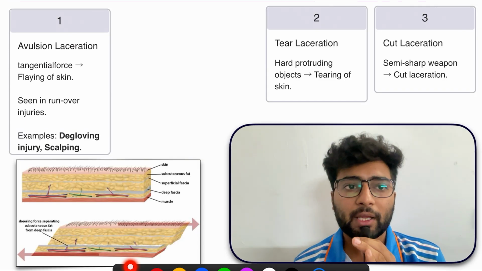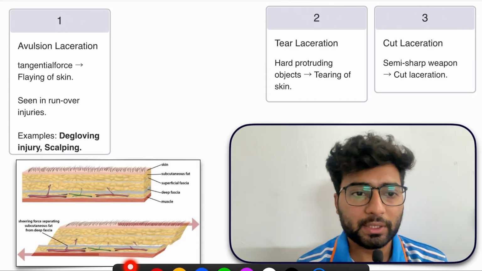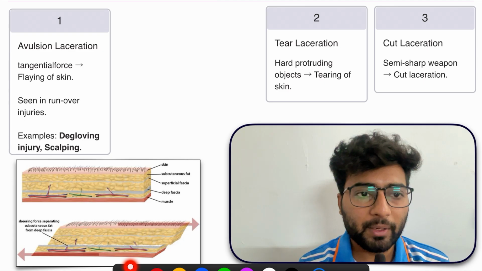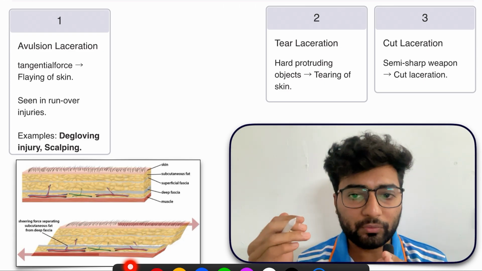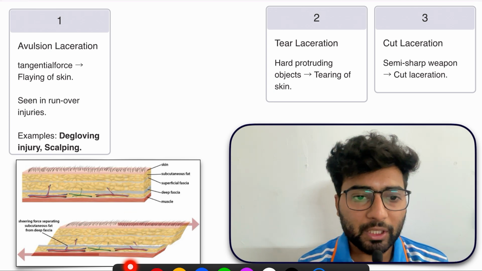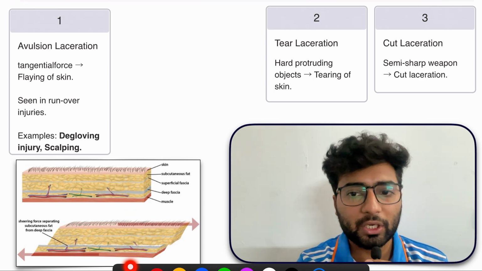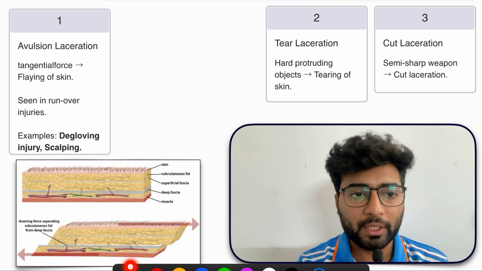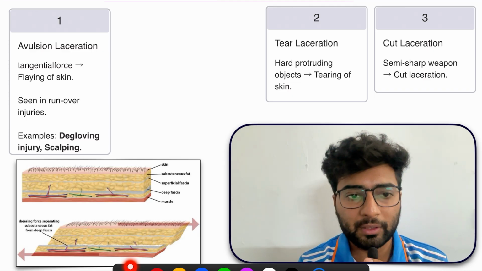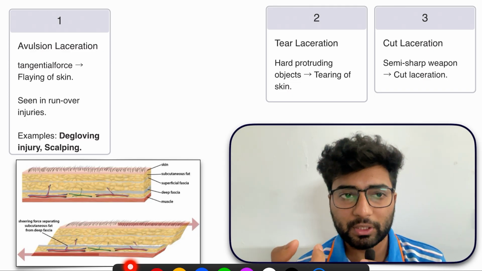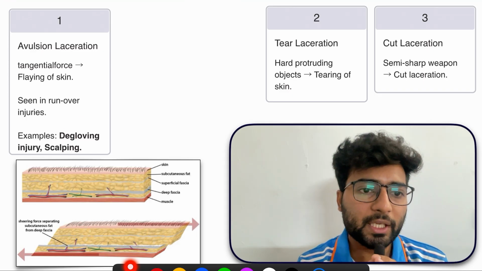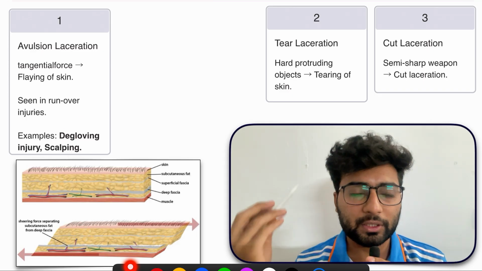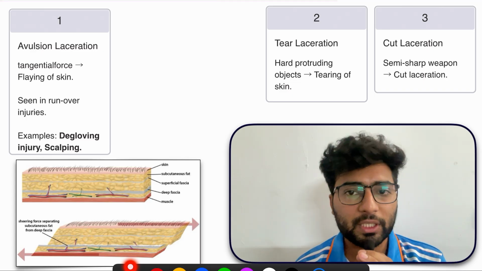The next one we are studying is avulsion laceration. See, this is a skin layer. Now if I apply tangential force over here, then there is a splitting or flaying of the skin layers. This occurs whenever there are run over injuries. Let's say a tire over here runs over the skin, then there is a force like this on the skin, so there is flaying or separation of layers. So the examples are degloving injury and scalping injury, which occurs in the scalp. So this was avulsion laceration.